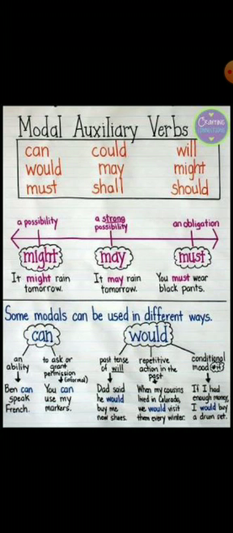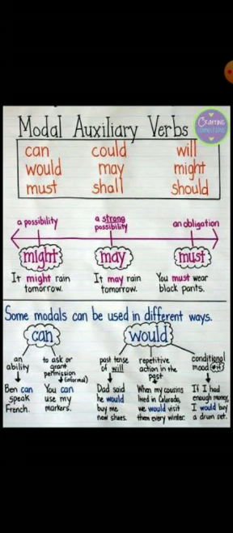Now possibility. We can take an example: anything can happen. Means anything is going to happen. It is a possibility. Now for permission, we can use: you can go now. Suppose you ask any person, can I go? Then the response will be you can go now. In this form we can use this word for permission.